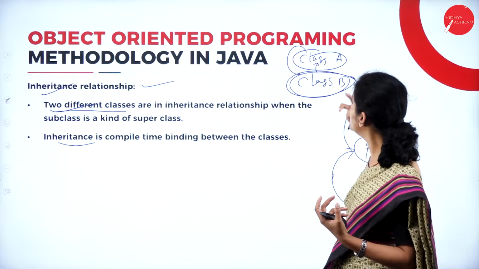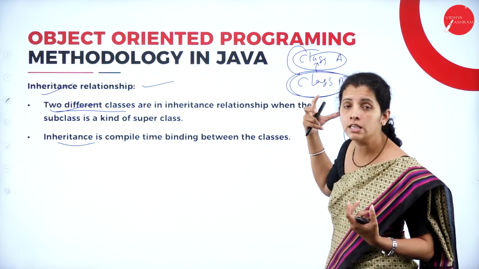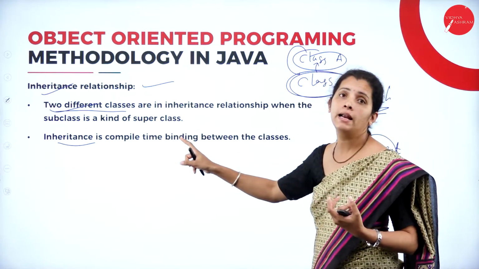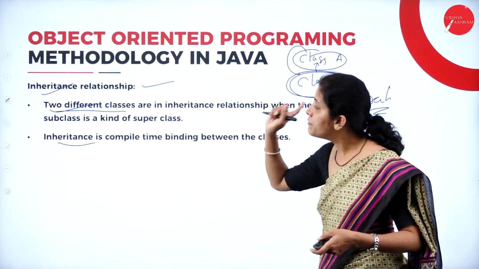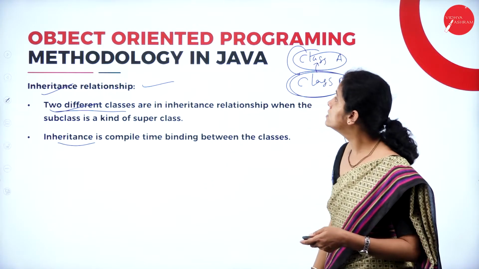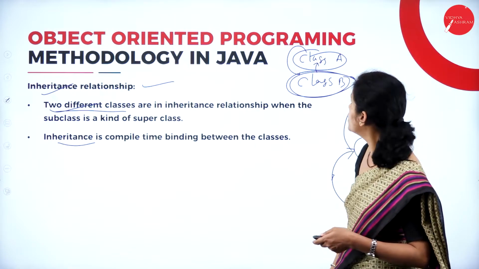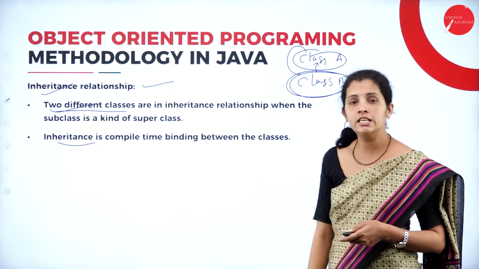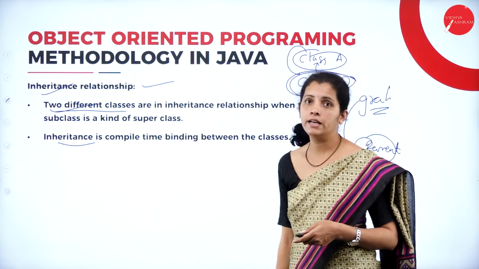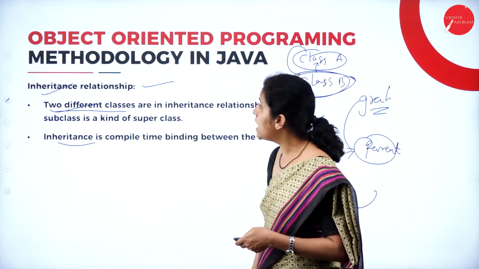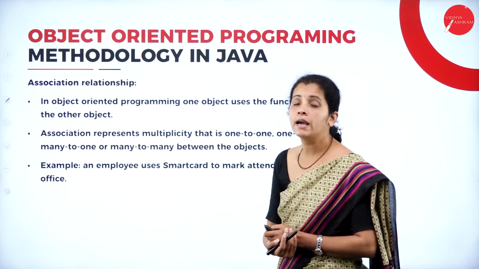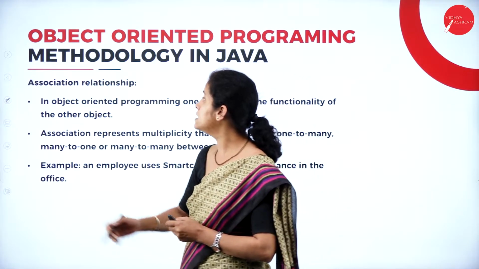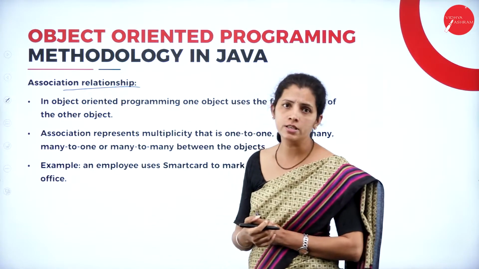That means it's going to link all the properties during the compile time. So, this is the first feature of Java, that is object oriented programming methodology in Java, that is inheritance relationship. Now, let me consider another relationship, that is association relationship.